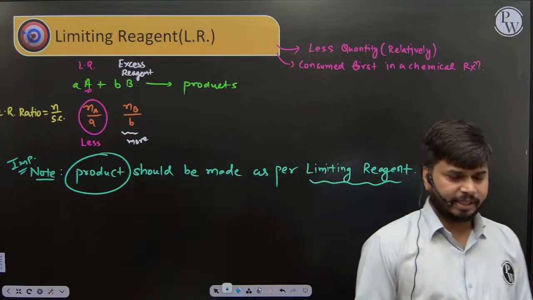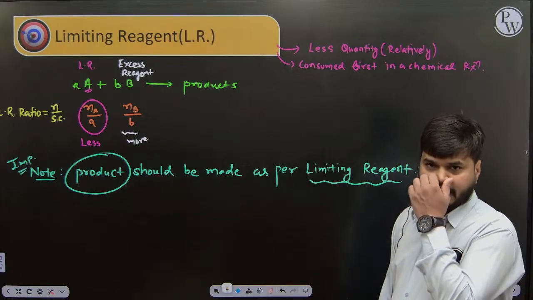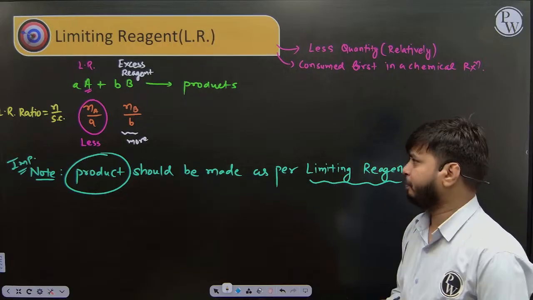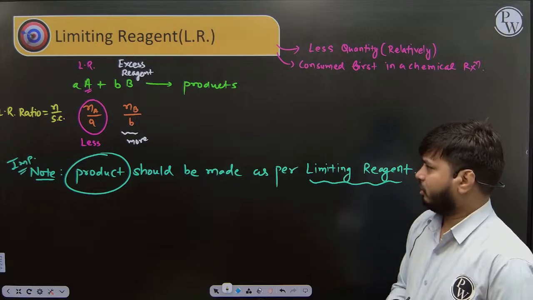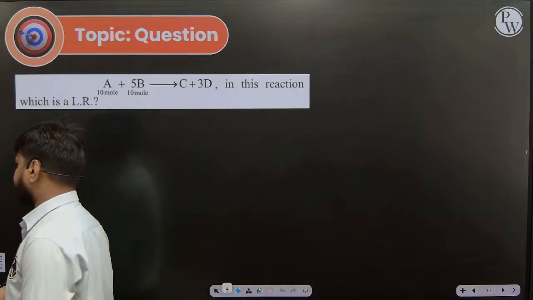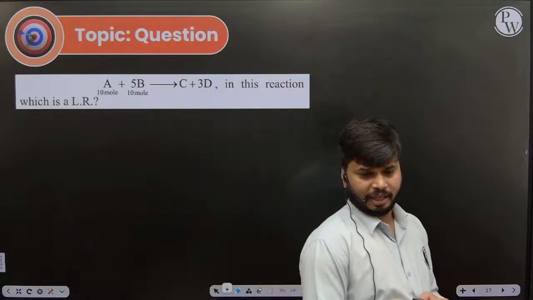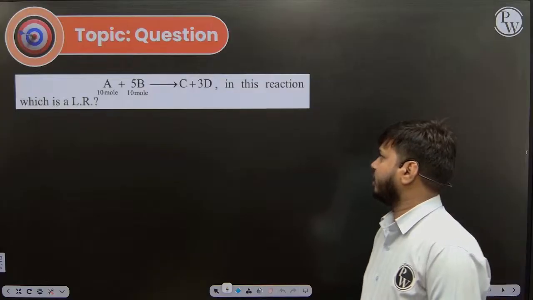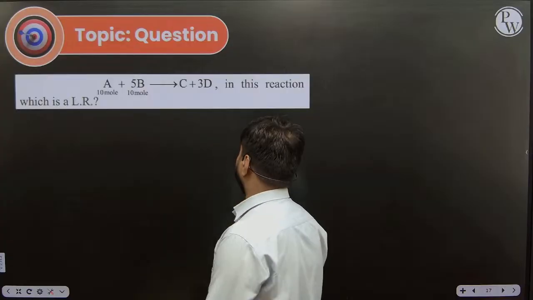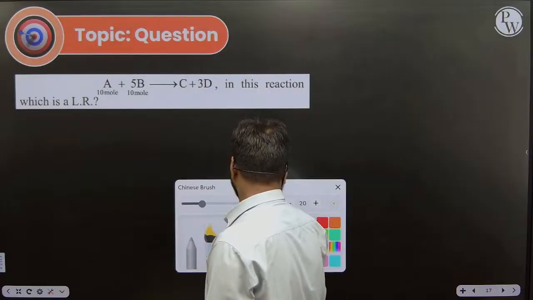Okay, so let's talk about the examples in this. First we'll talk about the examples, and then we will be doing a few more questions on that. So first let's identify the limiting reagent, है ना? So we have this equation in front of you, and in this we have to identify which one is the limiting reagent. Okay, so this is the equation. 10 moles of A is given to you, 10 moles of B is also given to you in this reaction, which is the limiting reagent? Okay, so let's identify the limiting reagent.